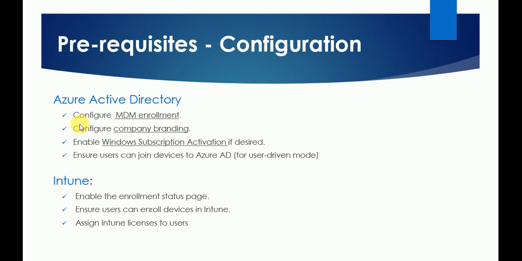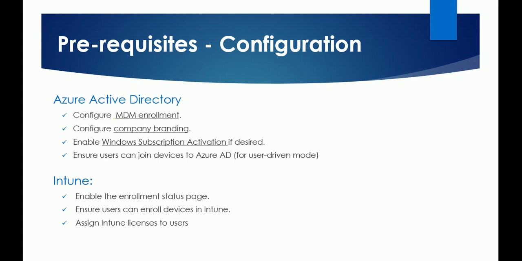Here is what we have: configure MDM, which I will show you when we move to the Intune console; how to set up the Intune enrollment, company branding, subscription. These are from the Active Directory. From the Intune side, enable the enrollment status page. As I said, if you are already using the old Autopilot profile, you do not require any modification in the enrollment status page, it will be used the same as it is.